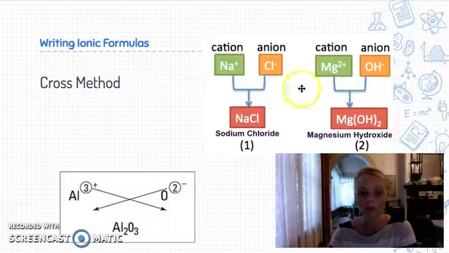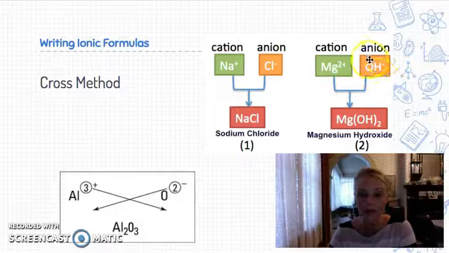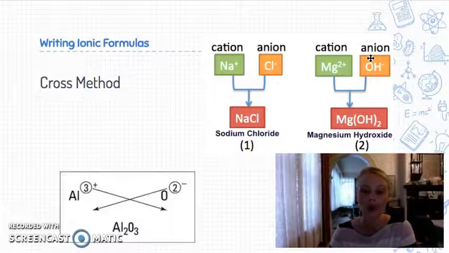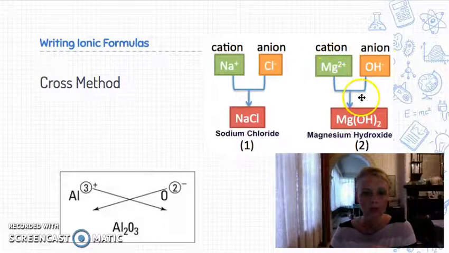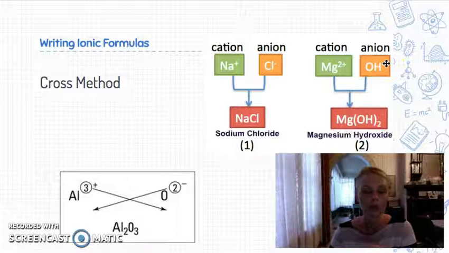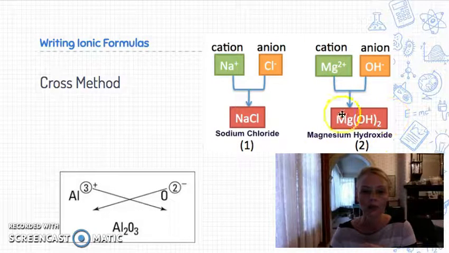Now if we've got a polyatomic ion, like this one, polyatomic just means that there's more than one atom in the ion structure. See, O and H are bonded together and together they have an extra electron. They are polyatomic. We do the same thing here. The magnesium 2+ comes down to here. The OH minus goes down over here. And you can see we get magnesium hydroxide.